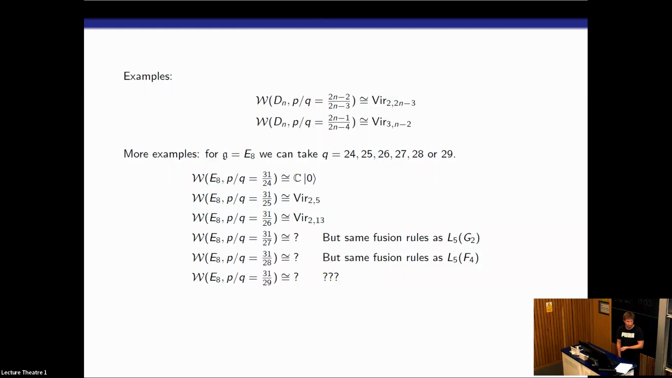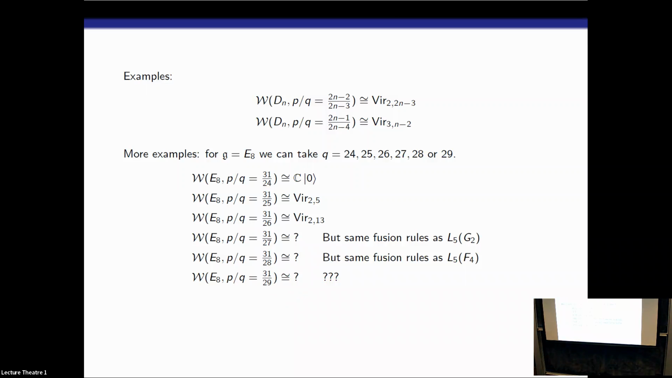Again, this is by explicit computation of the S matrix using the formula. Similarly, for denominator 28, we get the same fusion rules as F4 at level 5. And the most mysterious example is when the denominator here, 29, is as large as possible, and it's still subregular. This W algebra has 44 irreducible modules, and we can compute the fusion rules from the formula on the previous slide.